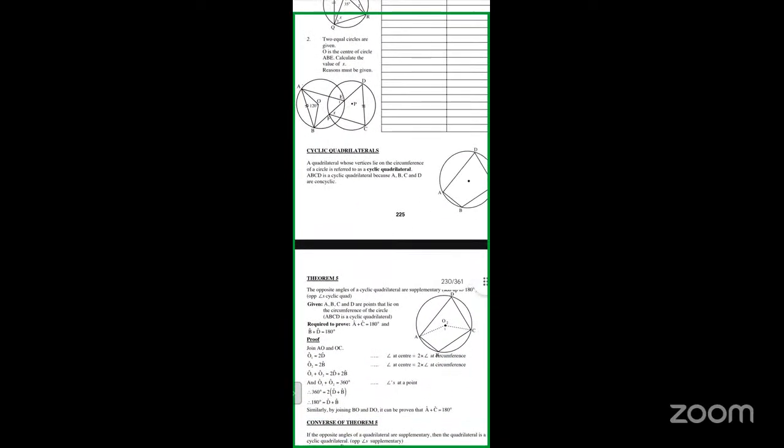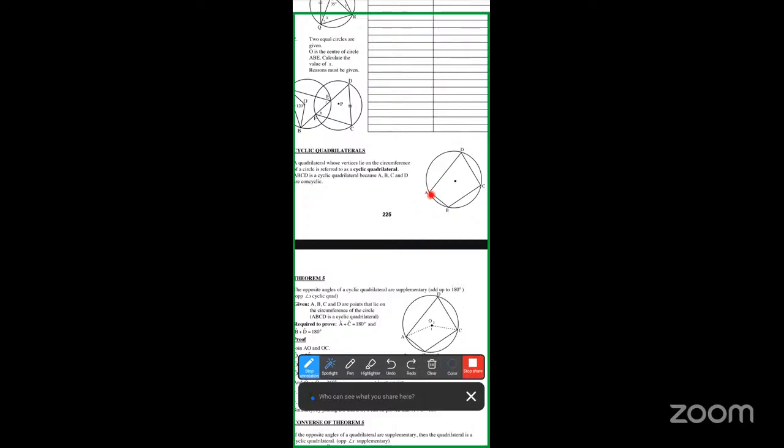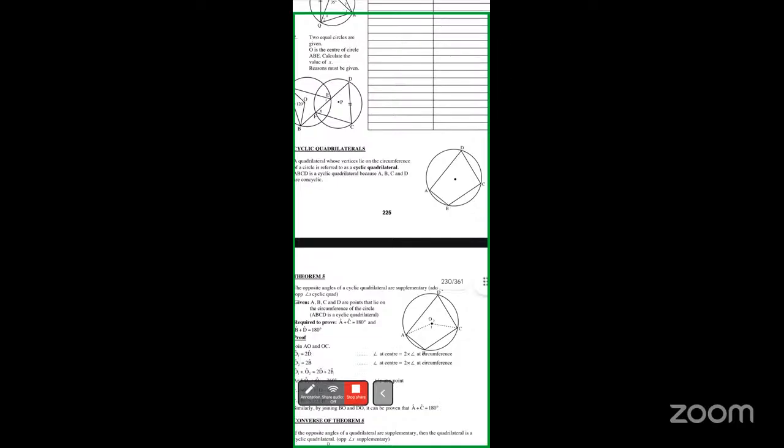Here it is, theorem 5, a cyclic quad. They are saying a quadrilateral whose vertices lie on the circumference of a circle is referred to as a cyclic quadrilateral. We are going to use this a lot in grade 11 and grade 12, cyclic quad in short. So A, B, C, D in this diagram is a cyclic quadrilateral. Why? Because points A, B, C, and D are the vertices, and they are all on the circumference of the circle. Therefore, it is a cyclic quad.